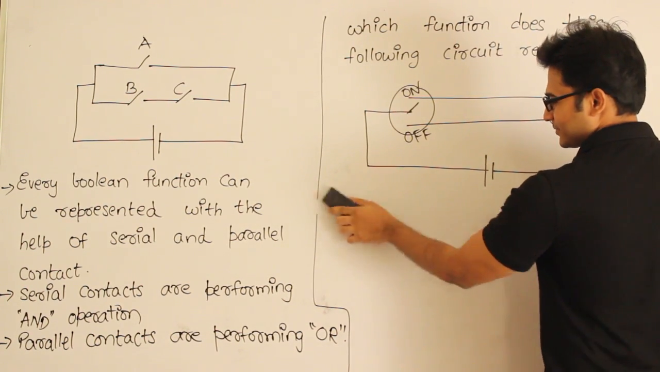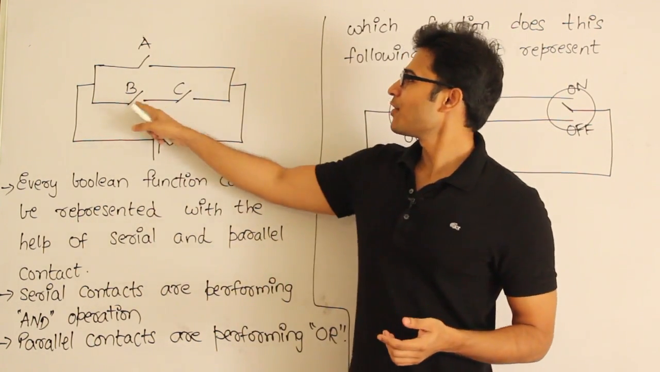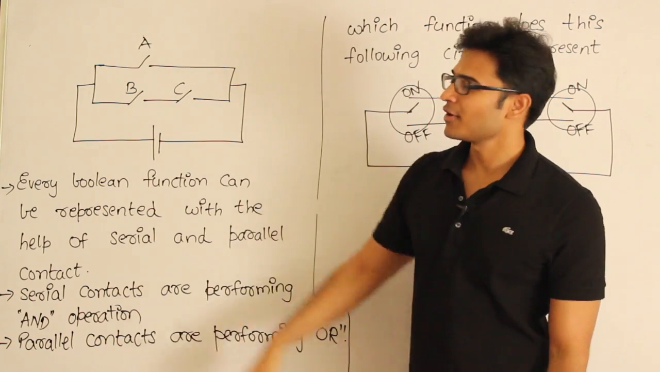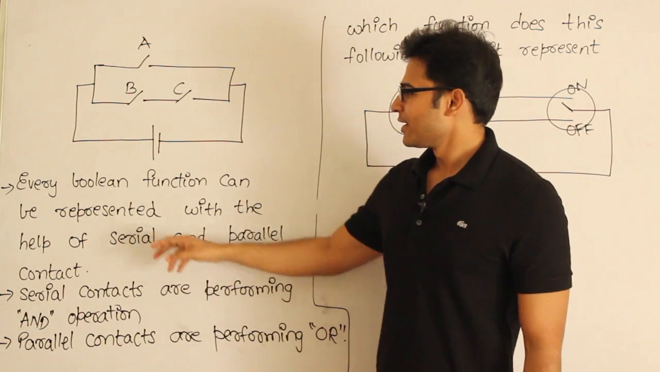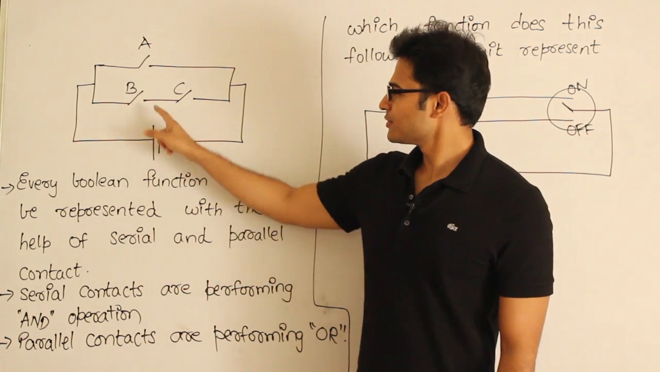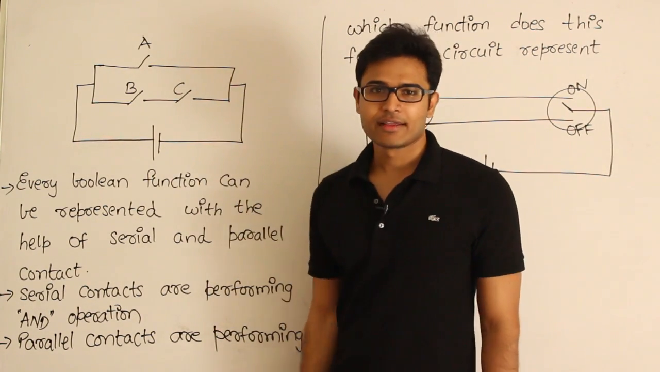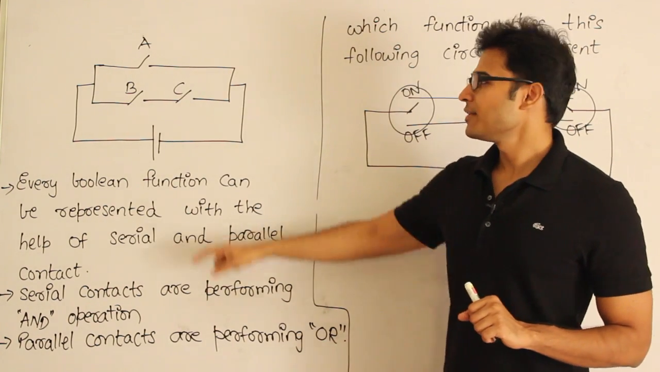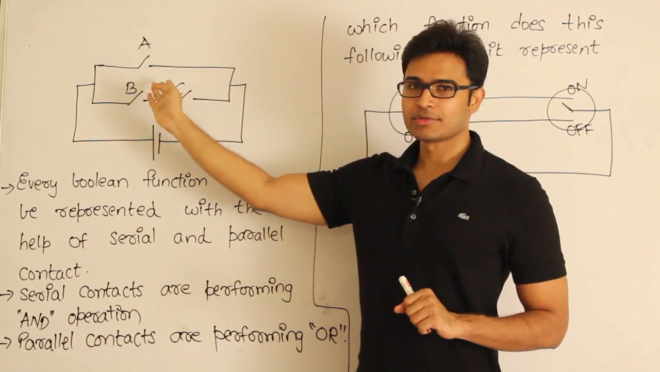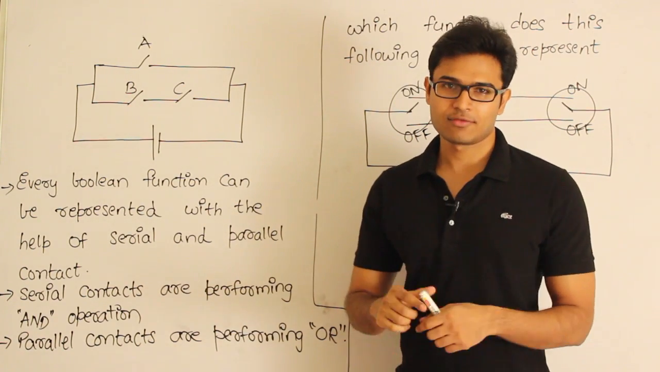Now let's see this. Every function can be represented using contacts. These are called contacts. When I write the contacts like this, they are called serial contacts. And when I write the contacts like this, they are called parallel contacts. Now watch it. Serial contacts perform the AND operation. If the current has to flow through this circuit, there should be at least one path, either the above path or the below path. If the above path has to be formed, then A has to be closed. If the below path has to be formed, then both B and C have to be closed at once.